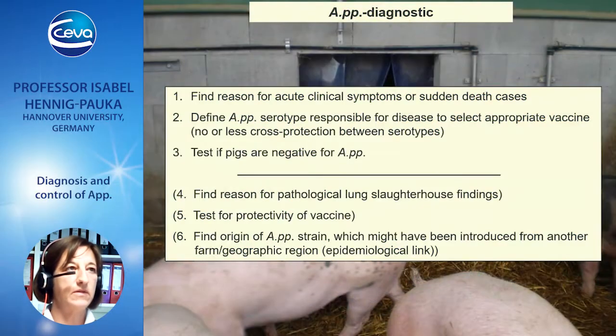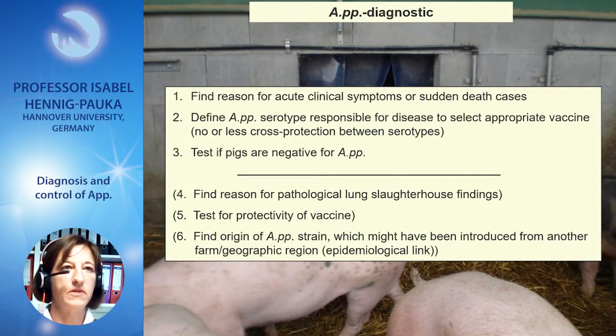So APP diagnostic, the first 3 points are the major reasons to do that. The most important one, to find the reason for acute clinical symptoms or sudden death cases, but also 2, to find out the serotype which is responsible for the disease, to select appropriate vaccine because you have mainly no cross protection between the serotypes. And 3, if you have a negative farm, you should test pigs which are introduced to the farm if they are also negative for APP.